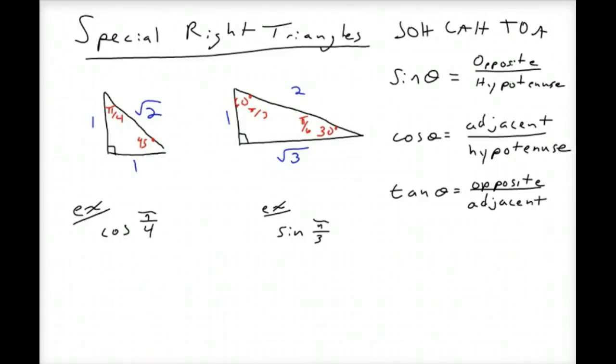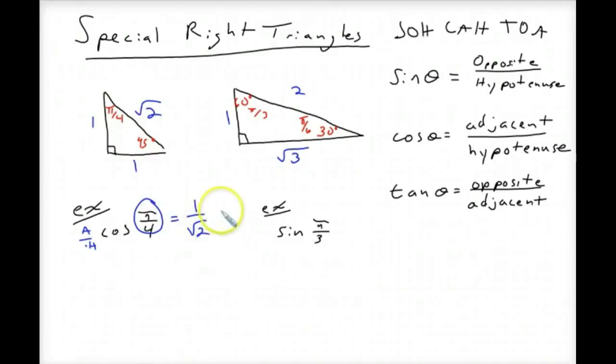Looking at some examples, if we have cosine of pi over 4, what that tells me to do is go to the pi over 4 angle, which is either one of these, and do cosine. Cosine is adjacent over hypotenuse. So from pi over 4, my adjacent is 1, my hypotenuse is square root 2, so this is equal to 1 over square root 2.